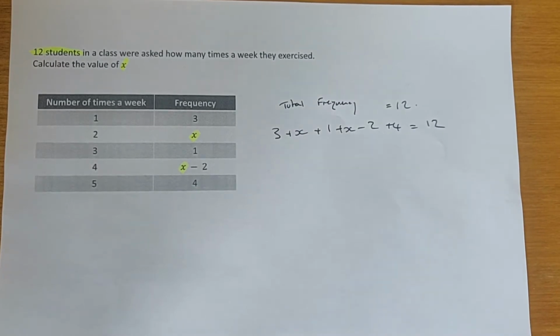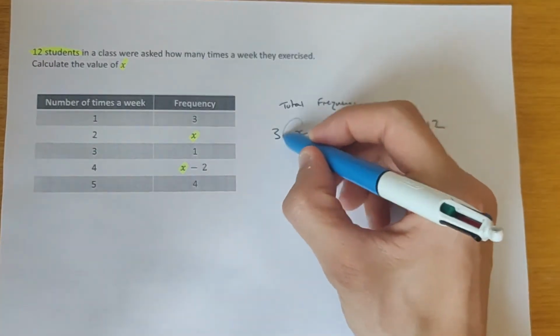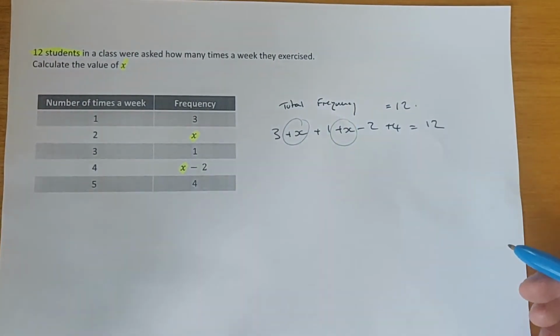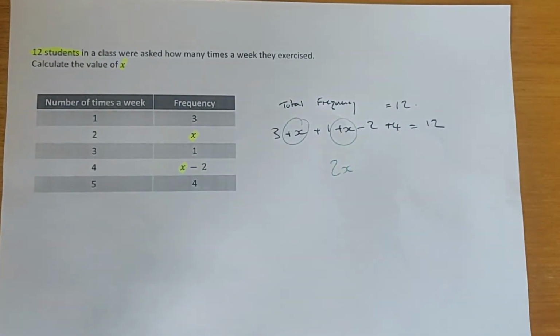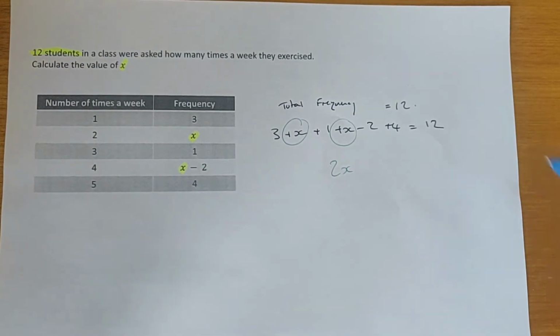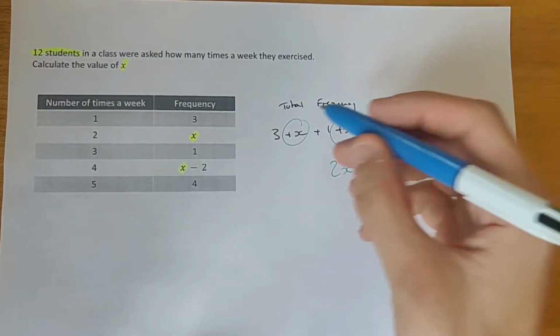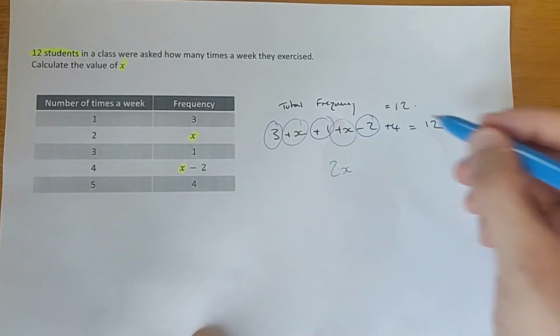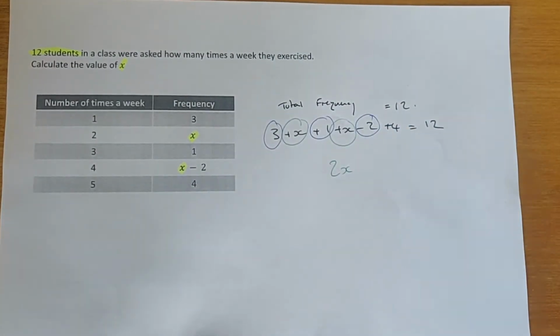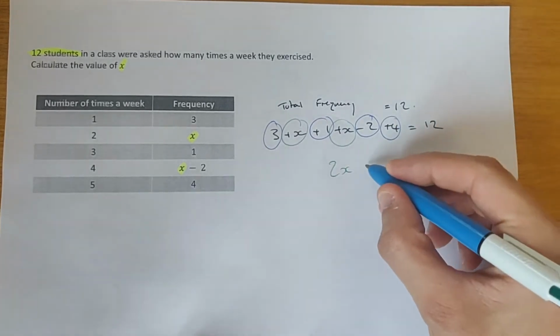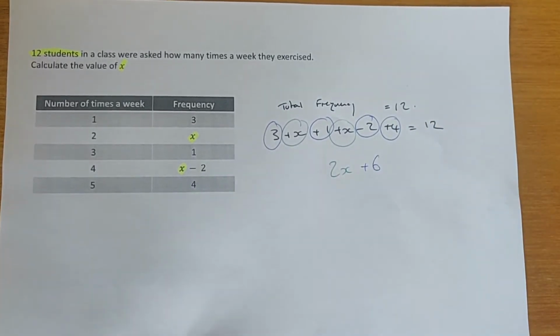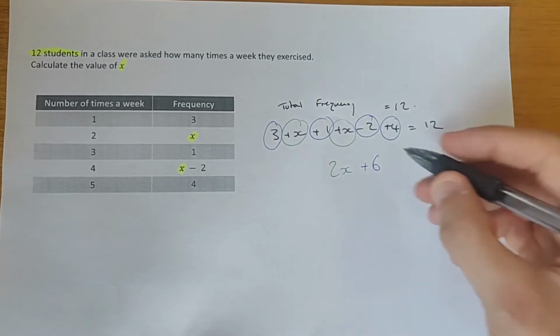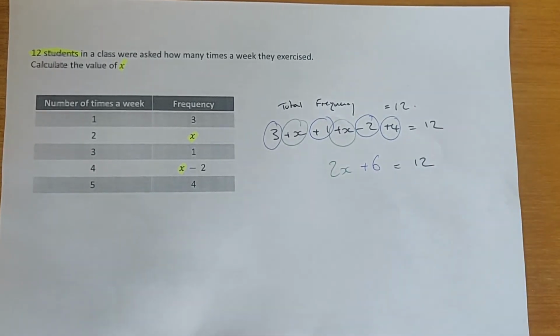This bit should be nice and simple. Okay, I'm going to start with my x's. I've got 1x, 1x, and so 2x. My numbers, or my integers, I've got 3, plus 1 is 4, take away 2 is 2, plus 4 gives me plus 6. And I know again that this will equal 12. And now it's a simple two-step equation to solve.